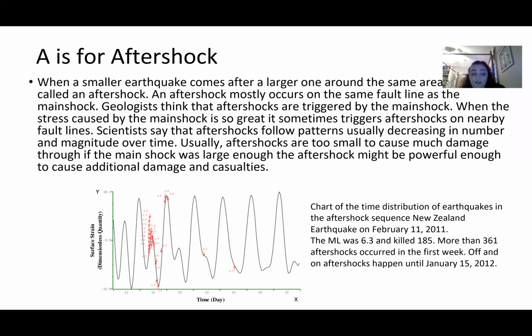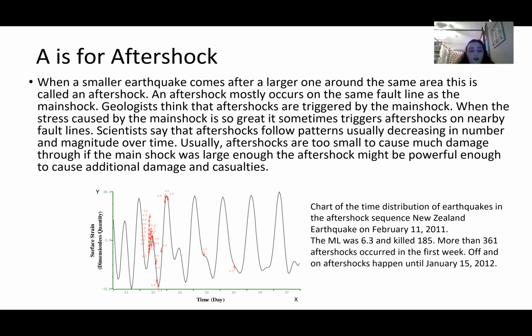A is for aftershock. When a smaller earthquake comes after a larger one around the same area, it is called an aftershock. An aftershock mostly occurs on the same fault line as the main shock. Geologists think that aftershocks are triggered by the main shock. When the stress caused by the main shock is so great, it sometimes triggers aftershocks on nearby fault lines.